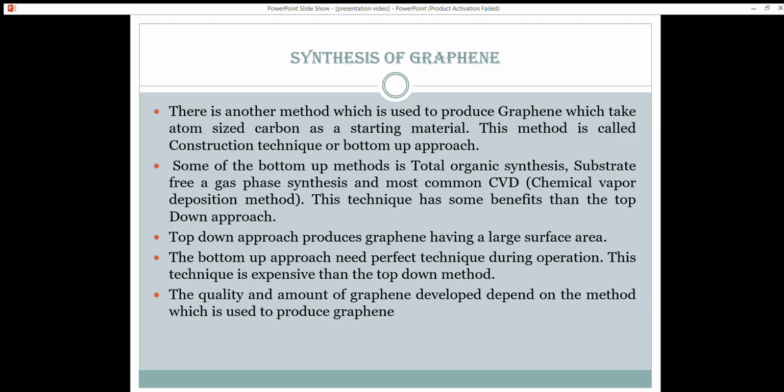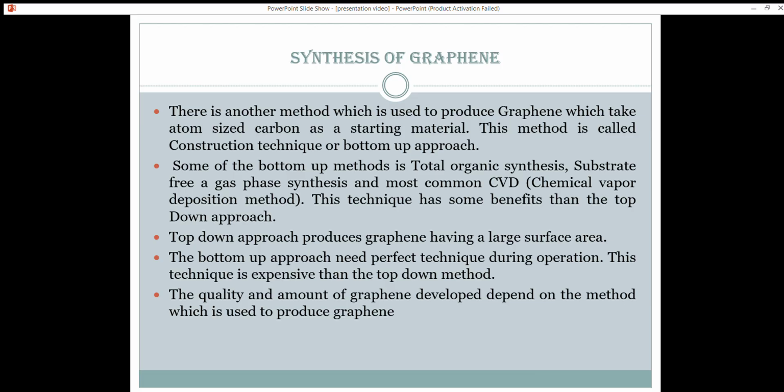Top-down approach produces graphene having a large surface area. The bottom-up approach needs perfect technique during operation. This technique is more expensive than the top-down method. So the bottom-up technique is basically more expensive than the top-down method. The quality and amount of graphene developed depend on the method which we use to make graphene. So as I discussed earlier, it depends on us which kind of graphene we want to prepare.